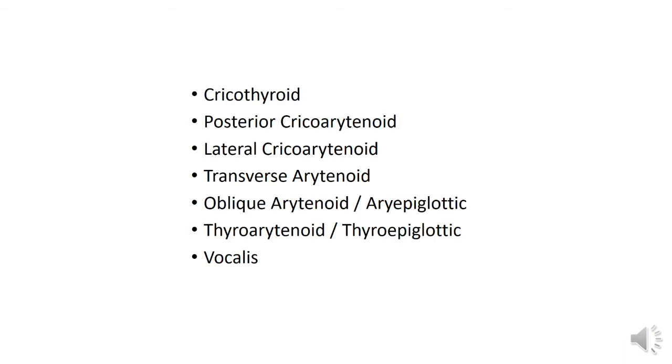This is third in the three-part video series on the anatomy of larynx, and in this part we will be discussing mainly the muscles of larynx. The muscles of larynx include the cricothyroid, posterior cricoarytenoid, lateral cricoarytenoid, transverse arytenoid, oblique arytenoid continuing as aryepiglottic, thyroarytenoid continuing as thyroepiglottic, and vocalis.